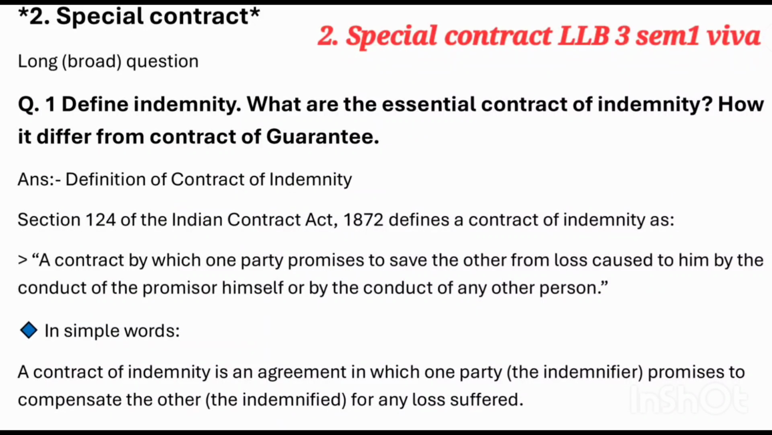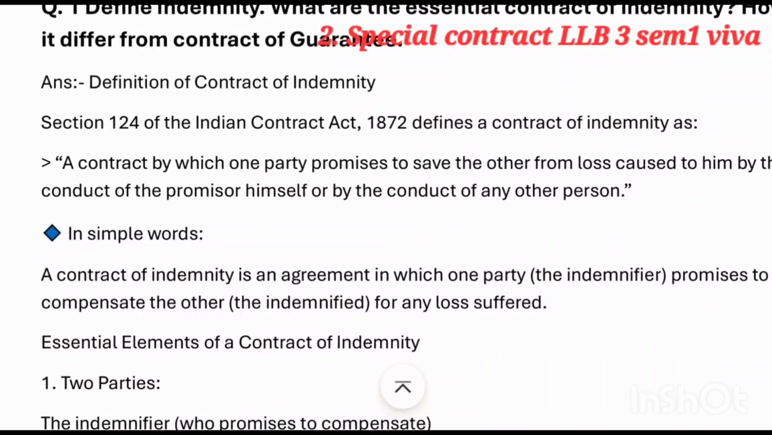Definition of contract of indemnity. Section 124 of the Indian Contract Act 1872 defines a contract of indemnity as a contract by which one party promises to save the other from loss caused to him by the conduct of the promisor himself or by the conduct of any other person.